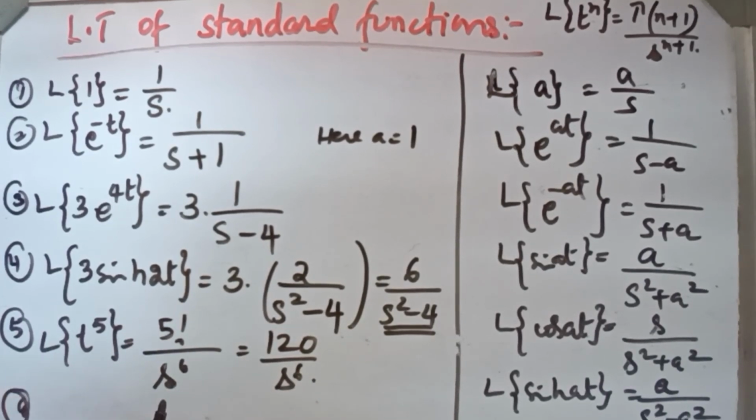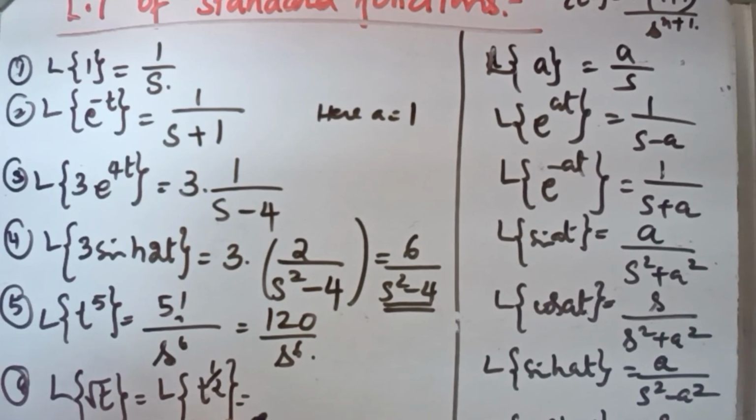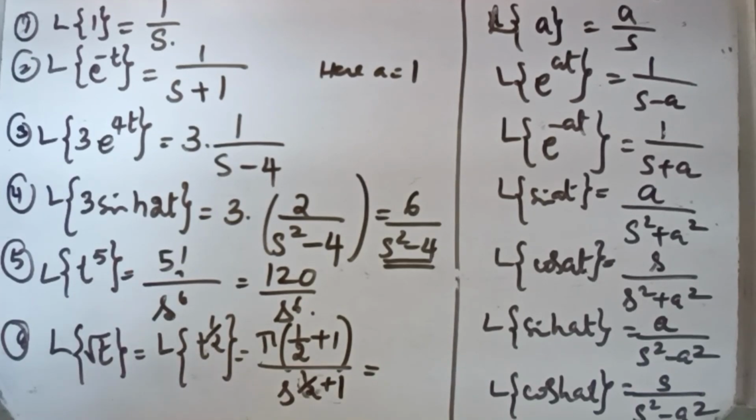Next question. Laplace transform of root of t. So it is Laplace transform of t to the power half. Here the power is a positive real number, not an integer. So gamma of 1 by 2 plus 1, divided by s to the power 1 by 2 plus 1. I have to simplify this.